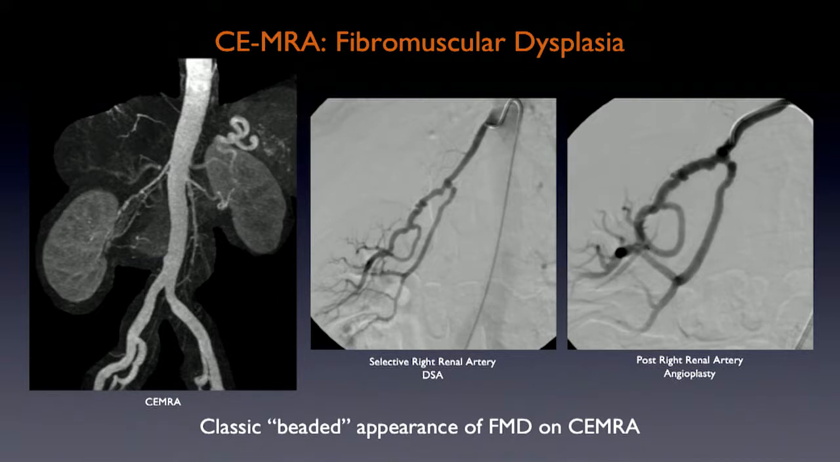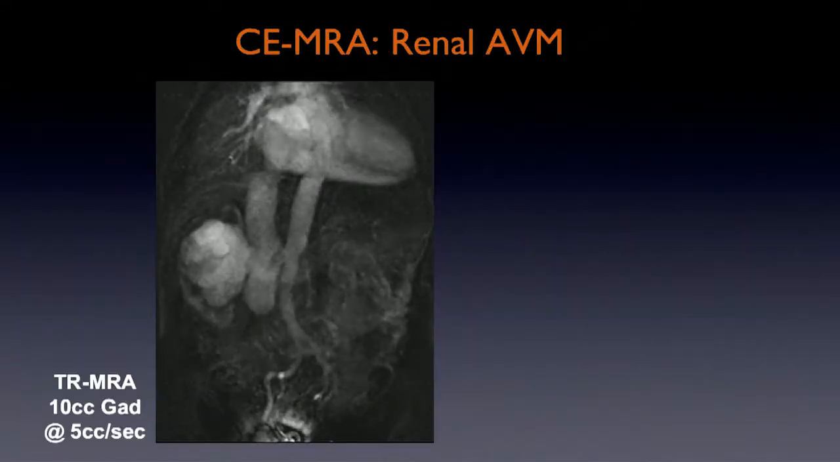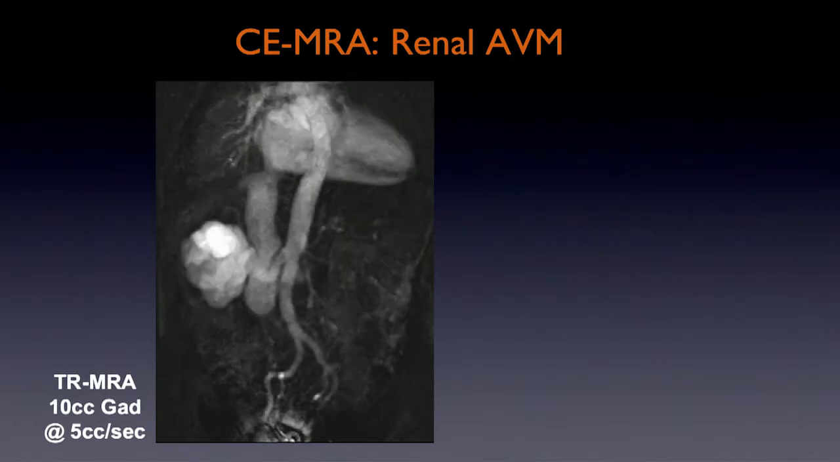I like this example simply because of the time-resolved imaging allowing you to really see the characteristics of filling of this massive renal AVM. Imaging these patients with first-pass MR angiography is possible, but it's challenging because of the overlapping arterial and venous structures.